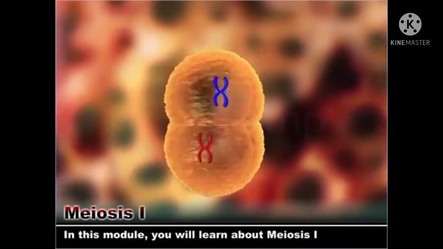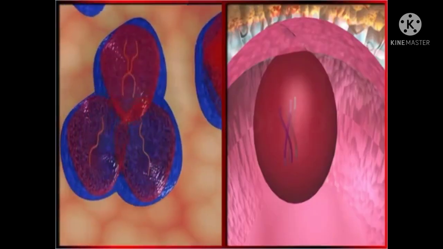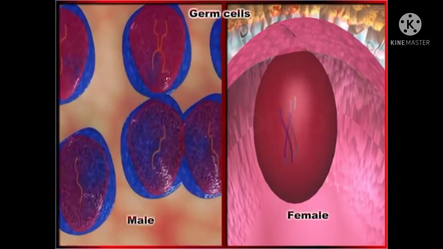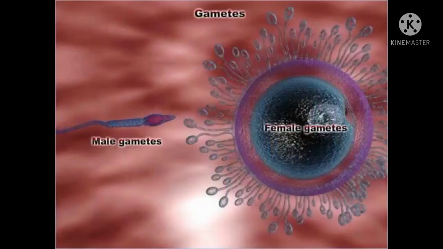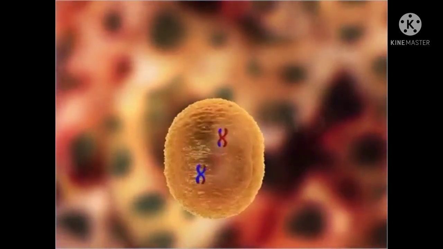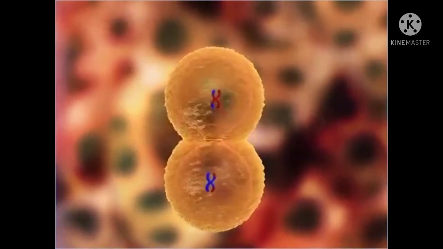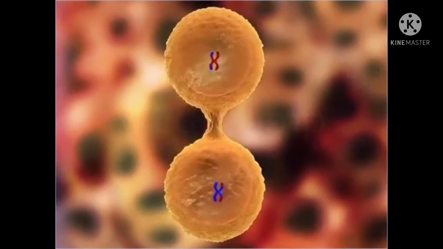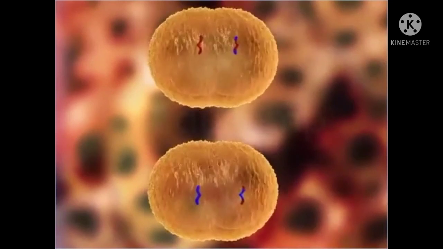Now let's study meiosis. Meiosis is a nuclear division that occurs in the germ cells of sexually reproducing organisms. During the production of reproductive cells called gametes, meiosis is the reproductive division that reduces the chromosome number of a cell. The cell divides and redivides to form four daughter cells.